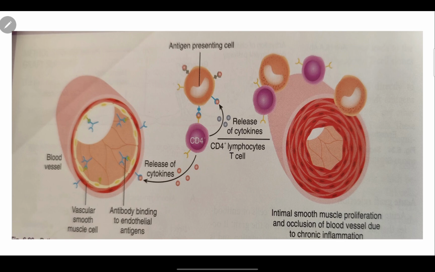It's a diagram which mainly helps in depicting how chronic graft rejection occurs. We can see the chronic inflammation as the intimal smooth muscle proliferation and occlusion of blood vessels due to the chronic inflammation. It is mainly because of the antigen presenting cell and CD4 cells, which also release the cytokines. Multiple events take place, resulting in the inflammation of the blood vessel.